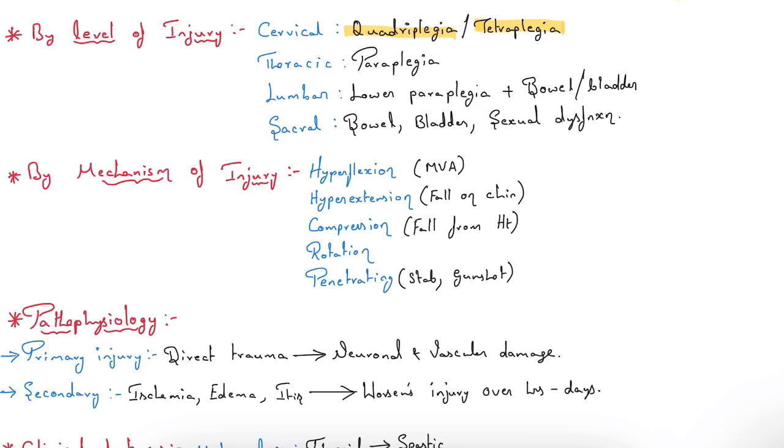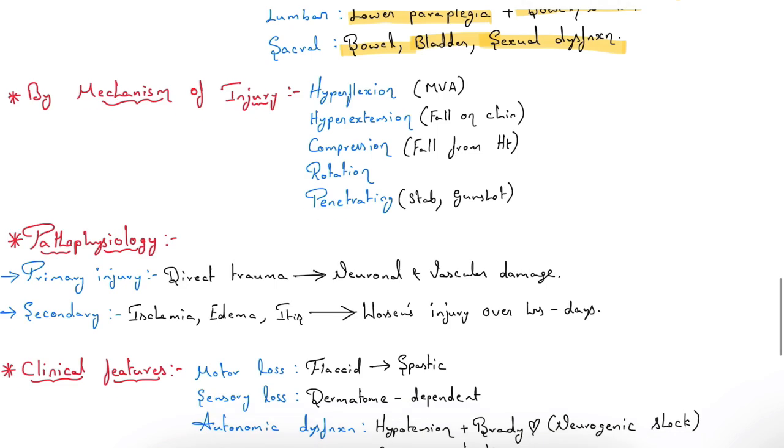Next, if any patient has an injury in the thoracic area, that is, the thoracic spinal cord, then we can see paraplegia. If any patient has an injury in the lumbar region, then we can see lower paraplegia and bowel and bladder problems. That means the patient can't sense, and motor and autonomic functions are totally absent. Okay, if any injury happens in the sacral area, then we can see bowel, bladder and sexual dysfunction in this type of injury.